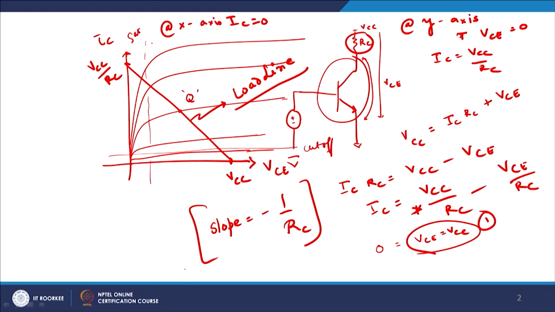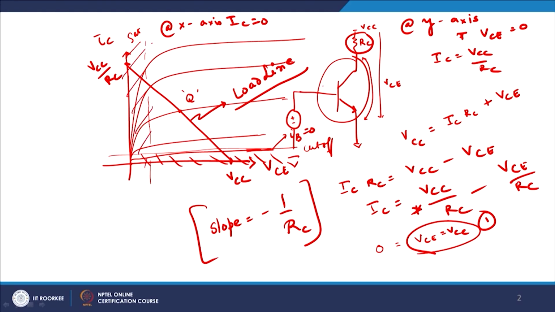How do you define cutoff? Cutoff is when your IB is 0. For any point in which IB is less than 0, it is cutoff. So, this is your cutoff region, where your device is cut off. This one is saturation, which we have already discussed yesterday, and this is your active region.